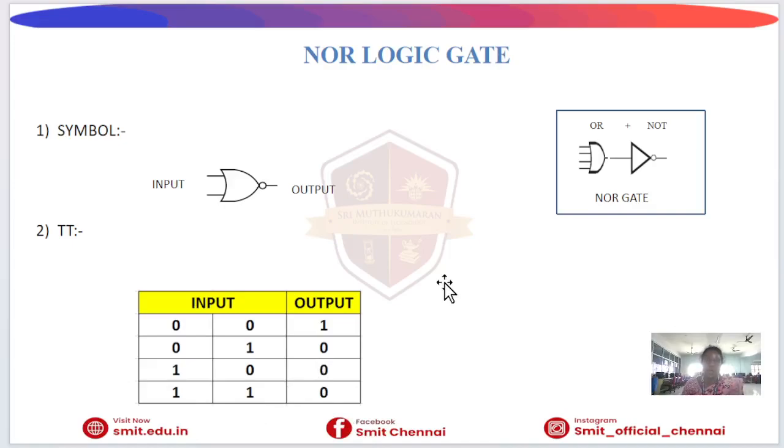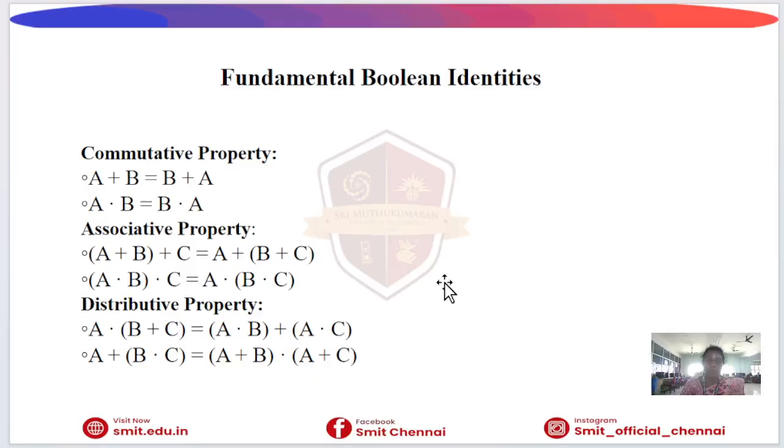This NOR produces a high output when all inputs are low. The NOR gate is called the universal gate because any logic circuit can be built using only NOR gates. So the alarm remains silent unless any sensor becomes active. So this is the example.